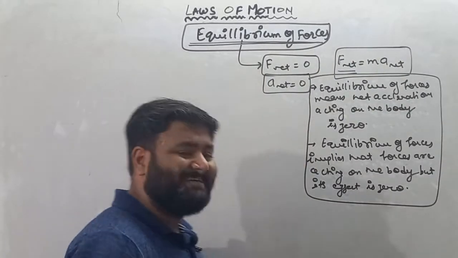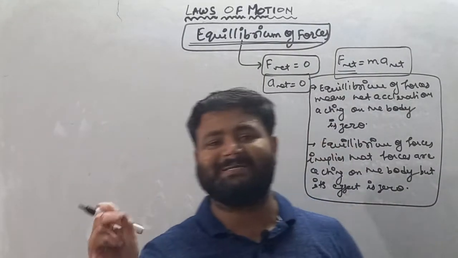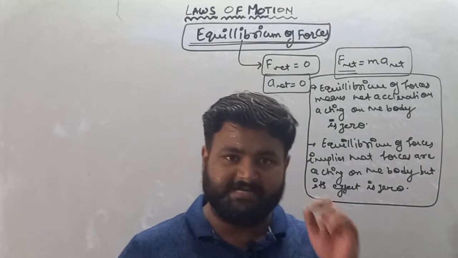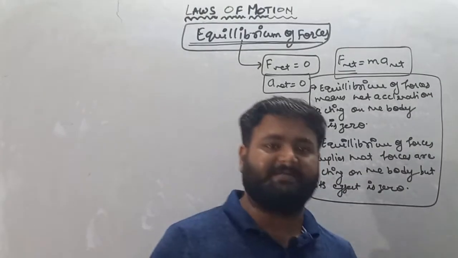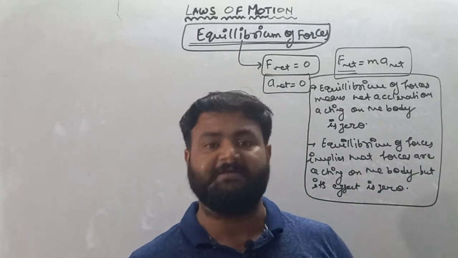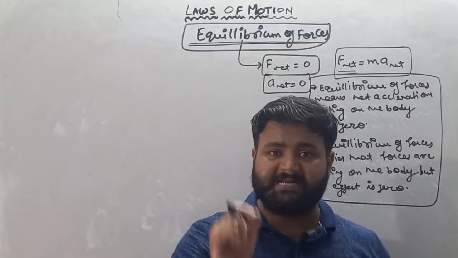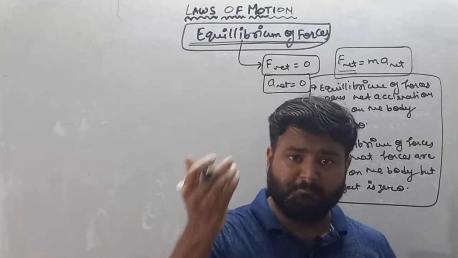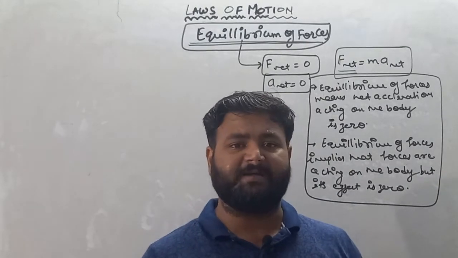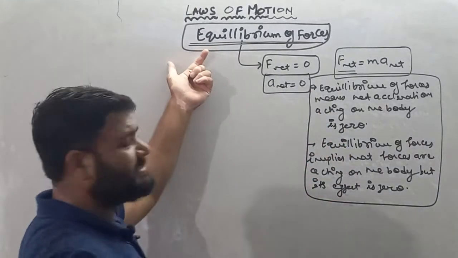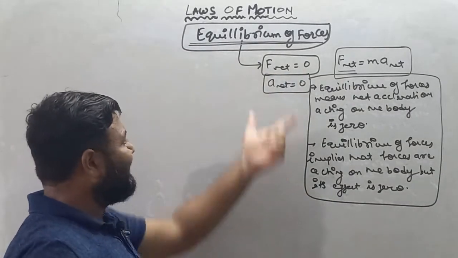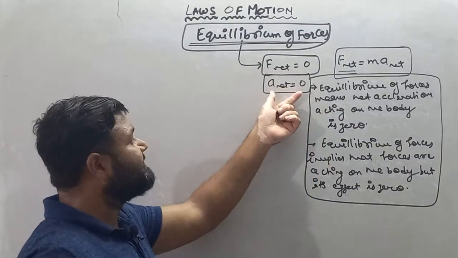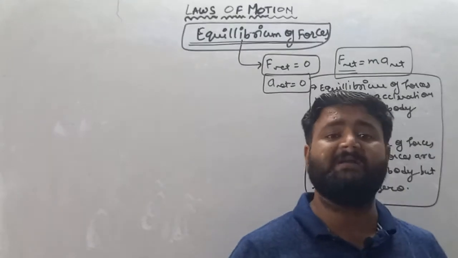Equilibrium of forces is the condition in which the net force acting on the body is 0, and if we are saying the net force acting on a body is 0, it implies forces are acting on the body. It never means that forces are not acting on the body. Forces are acting on the body, but their effect is 0, and that means forces are opposite in direction and equal in magnitude, my dear student. So remember, equilibrium of forces means net force is equal to 0, and if any body has net force equal to 0, it is obvious that net acceleration is also equal to 0.